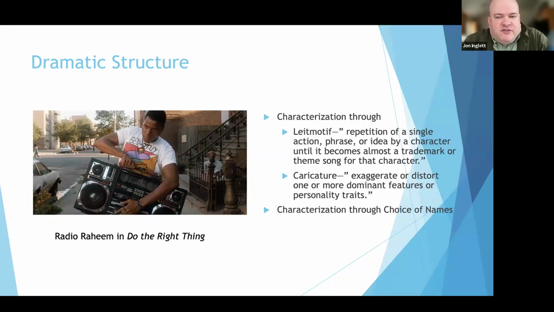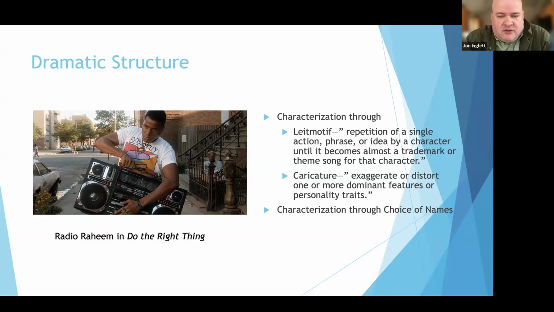You also have the characterization through leitmotif. Leitmotif is a repetition of a single action, phrase, or idea by a character until it becomes almost a trademark or a theme song for the character. A leitmotif in Do the Right Thing is Radio Raheem. He plays the song Fight the Power, and Fight the Power becomes the phrase that's connected to Radio Raheem and the theme within the story, fight the powers of racism.